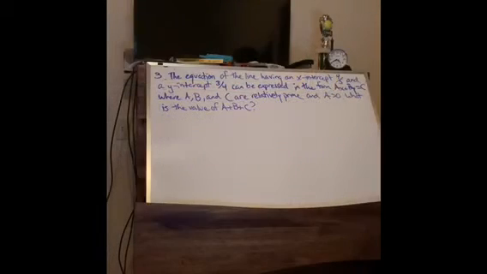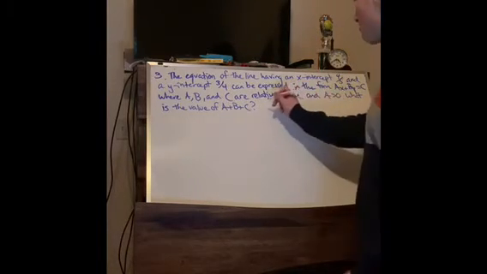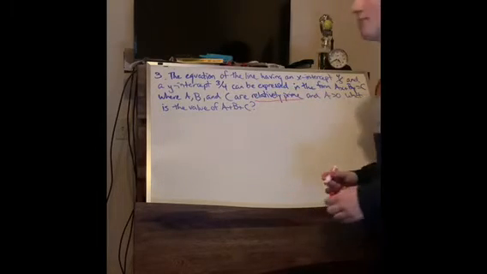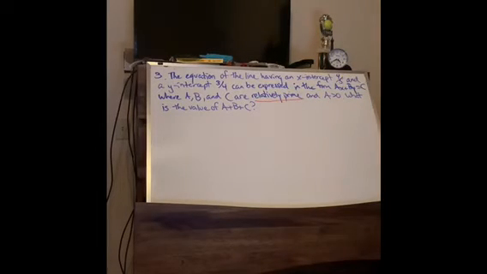Alright, so the equation of the line having an x-intercept 4/5 and a y-intercept 3/4 can be expressed in the form ax plus by equals c, where a, b, and c are relatively prime and a is greater than 0. What is the value of a plus b plus c? Just a little refresher, relatively prime means that a, b, and c must not have a common factor except for 1.